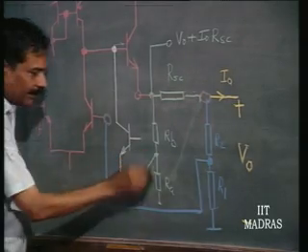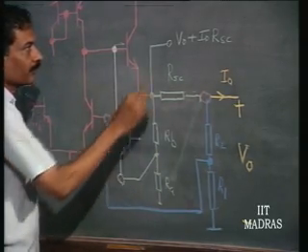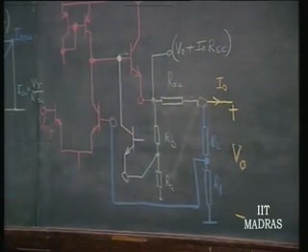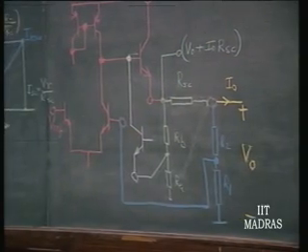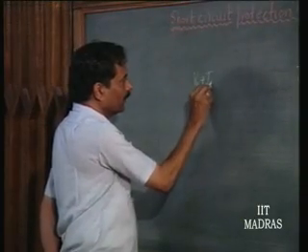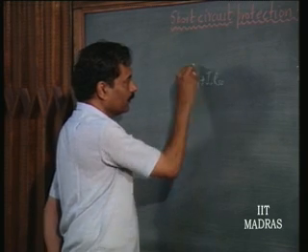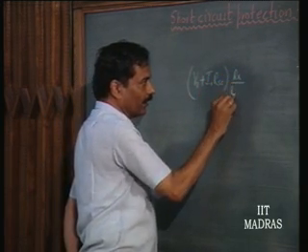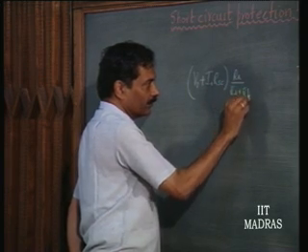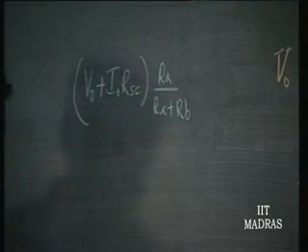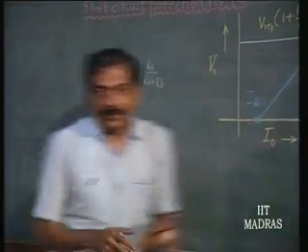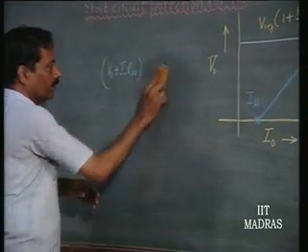What will be that voltage at this point now? This voltage is going to be V naught plus I naught RSC into RA by RA plus RB, which we will now call by a single variable, alpha.